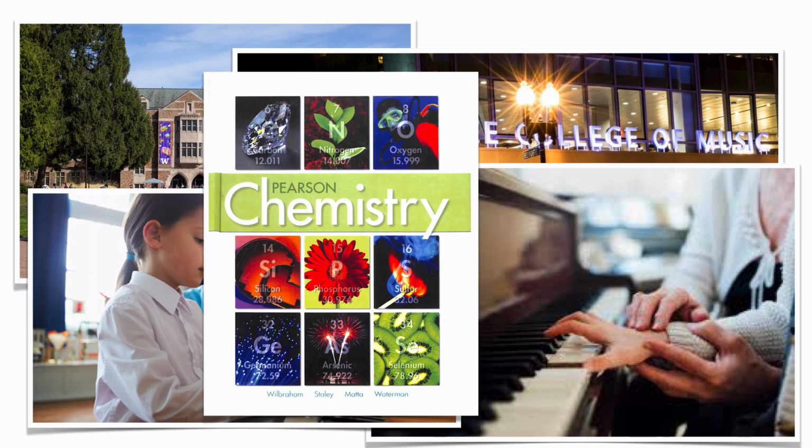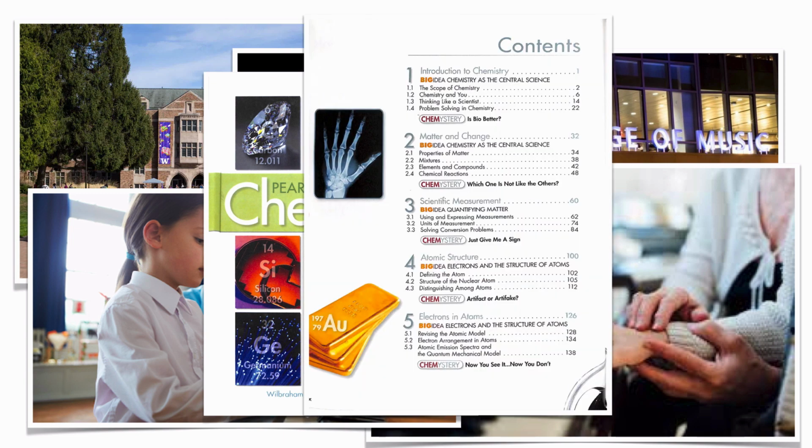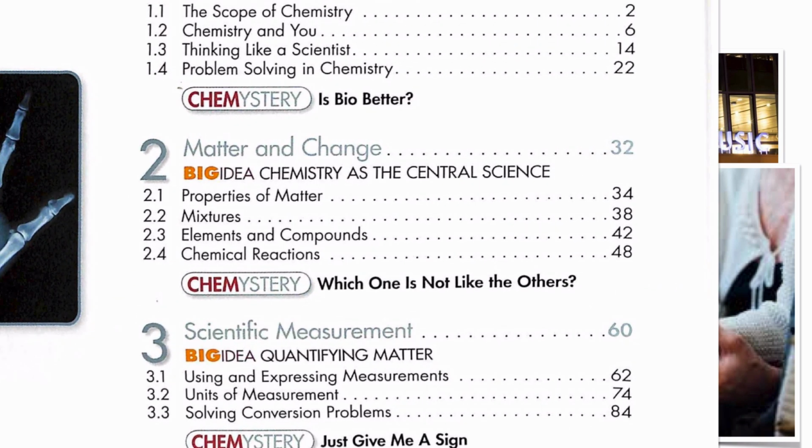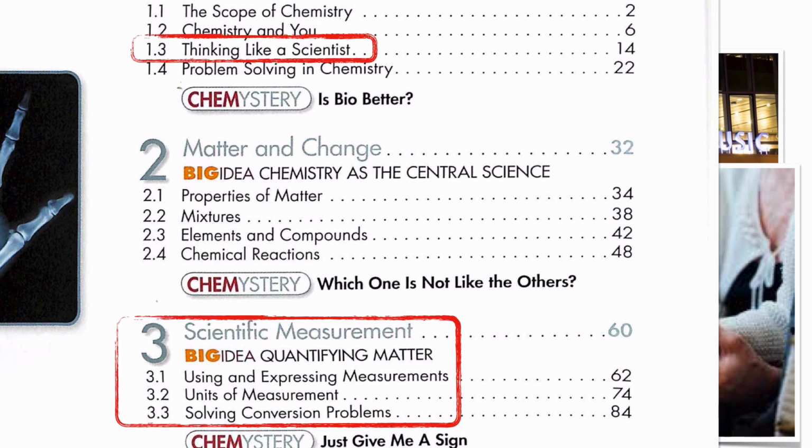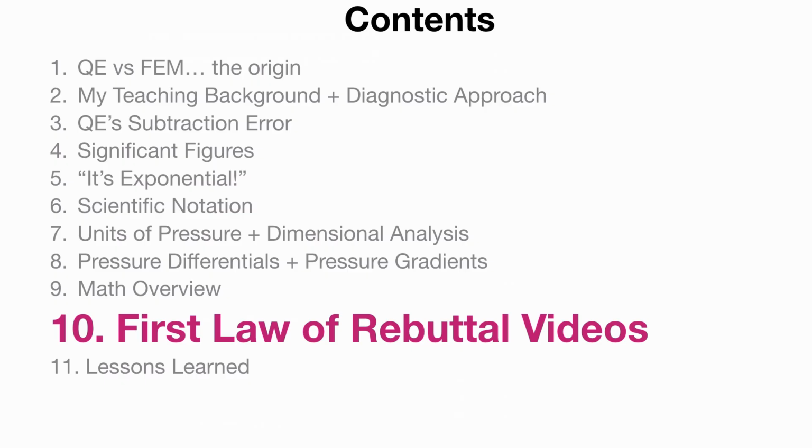But please take a course in chemistry. Oh my goodness, please take a course in chemistry. This is a table of contents from, I think, a kind of lower level high school textbook, but it'll cover the basics for you. For example, thinking like a scientist, and then specifically scientific measurement, where you just had so many issues with measurement, units of measurement, solving conversion problems, etc. A little bit of math in there, but please learn some chemistry. That's my advice to you.